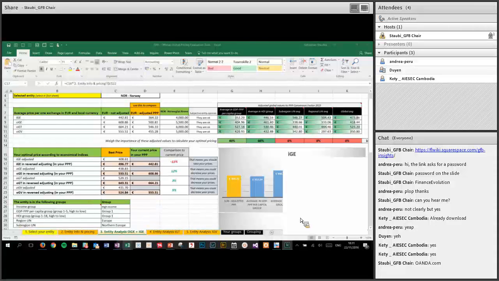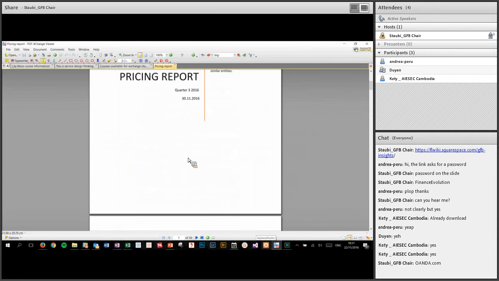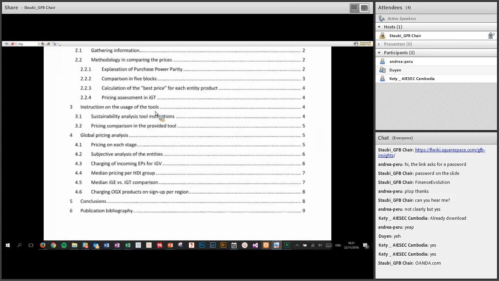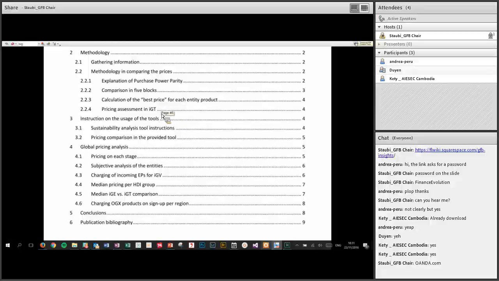And to see and to read all of these things, we have here the pricing report, which you should definitely read to see the methodology and how to do that. You can read everything I was talking about right now. Here is what is written in the report: how we were gathering the information, what the methodology is, the calculation of the best price, and how you can assess it. Especially the pricing assessment for IGT is a bit tricky, so read this again if you didn't understand it for now. And then you have the pricing on each stage, and some global pricing analysis, which are quite interesting to know.